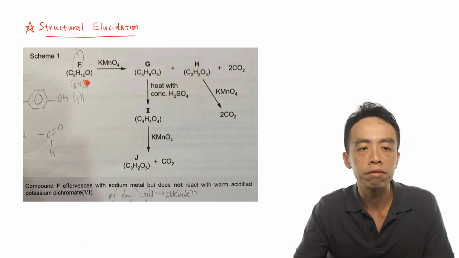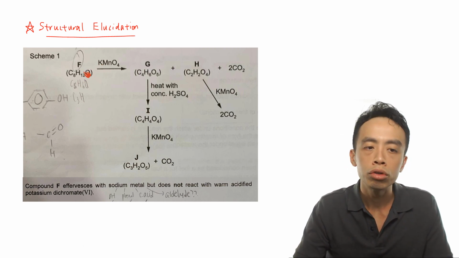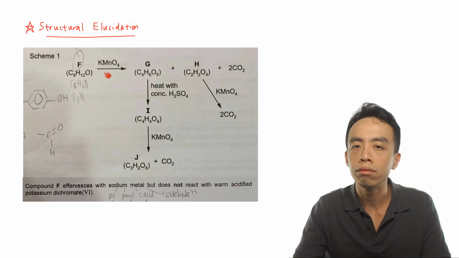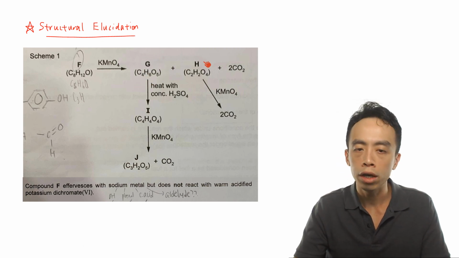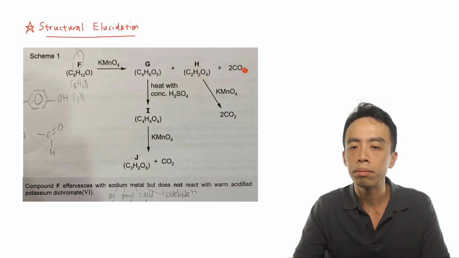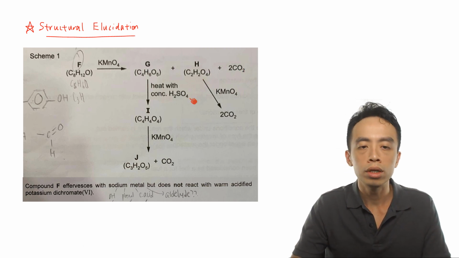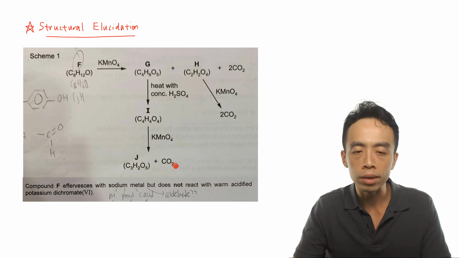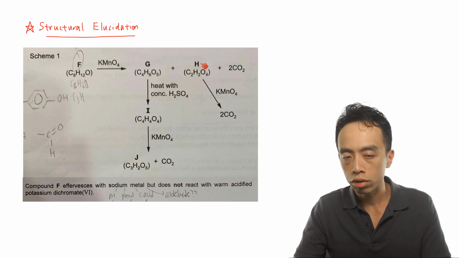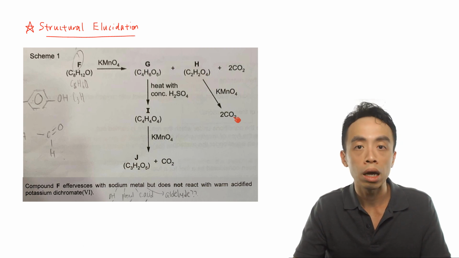Now what we have is compound F, C8H12O, and using KMnO4, which is an oxidation, it gives 3 different compounds: G, which is C4H6O5, and H, which is C2H2O4, plus 2 carbon dioxide. Then subsequently G will be heated with concentrated H2SO4 to give I, which is C4H4O4, which is further oxidized to give J, which is C3H2O5, plus carbon dioxide. Then H will be oxidized to 2 carbon dioxide.